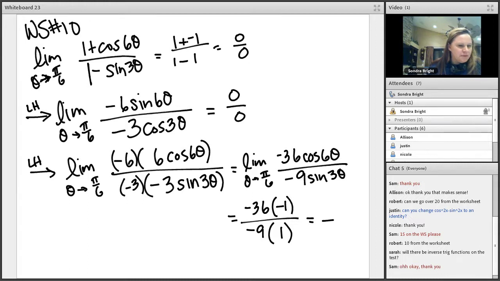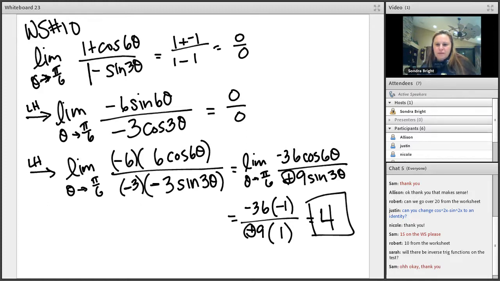Nope, I made a mistake somewhere. It's a positive 9 for the denominator. Negative times a negative, so that's a positive, and so it's 4. All right, so that was number 10 from the worksheet.